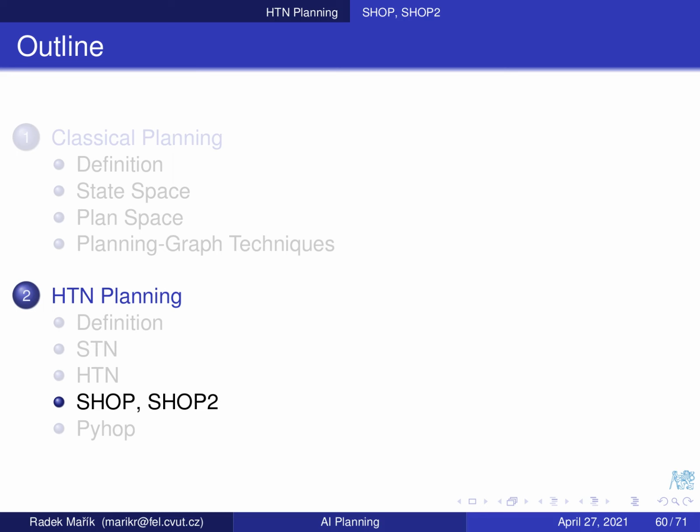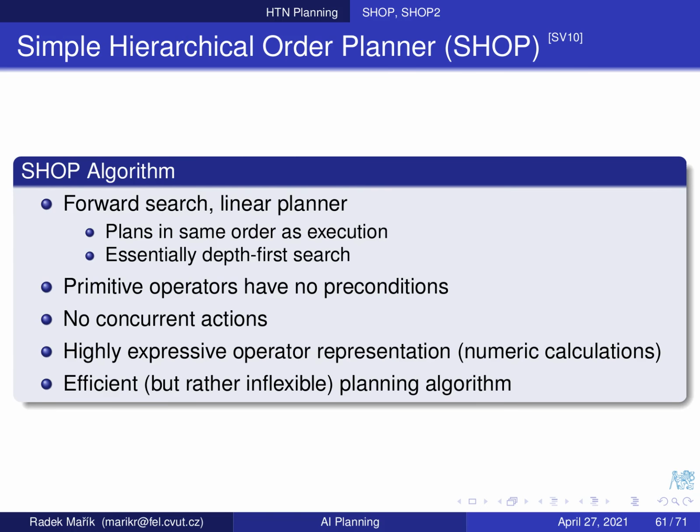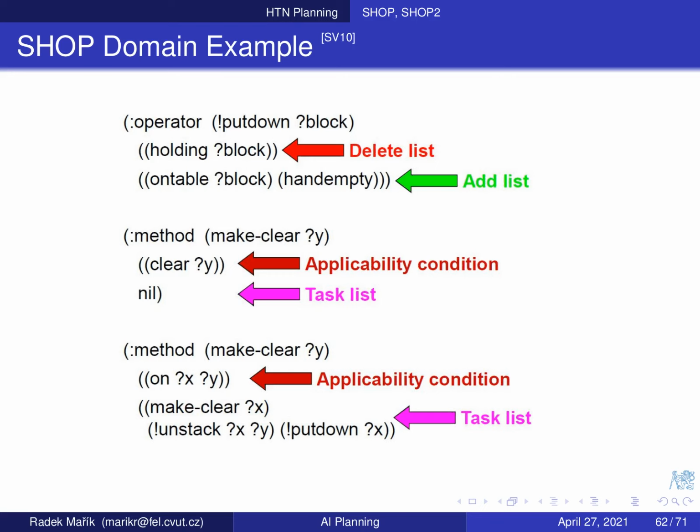Examples, as I mentioned, are SHOP and SHOP2. Basically, SHOP is a forward search linear planner, where the plans are allocated in the same way as the execution is performed, and essentially it is a depth-first search. The operators have no preconditions, and no concurrent actions are allowed. On the other side, you are able to perform some special operations in the operators, like numerical calculations and so on. So the planning algorithm is quite efficient, even if a bit inflexible.